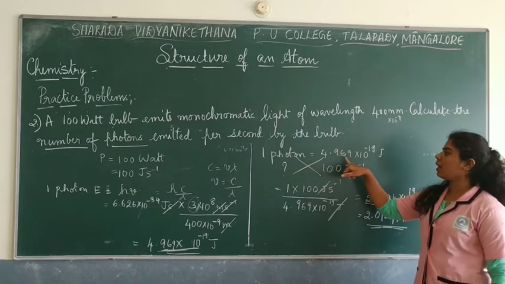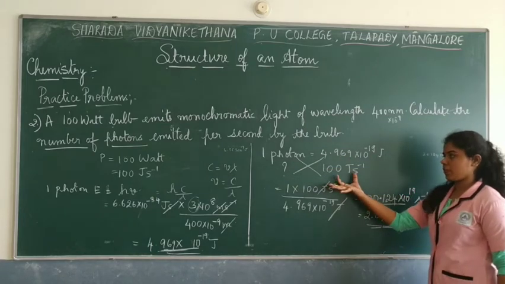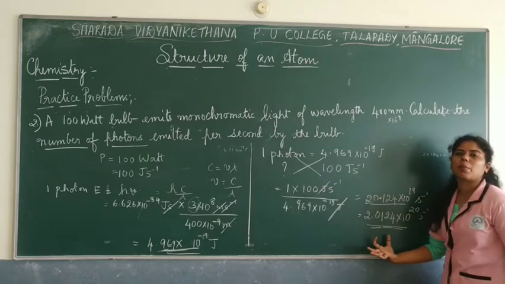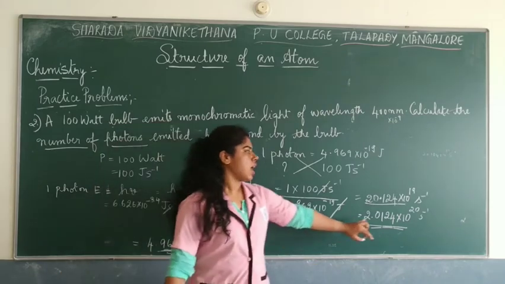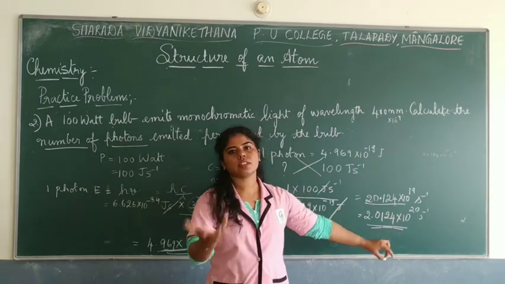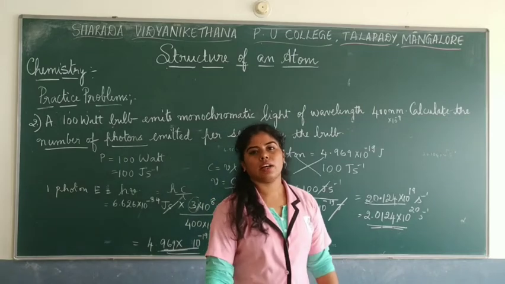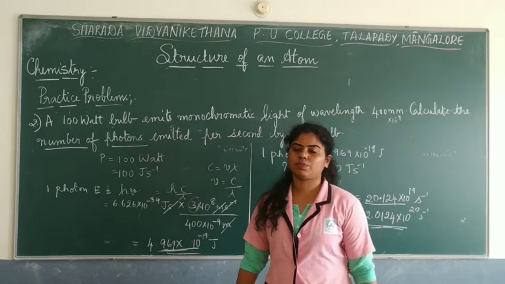For one photon it is 4.969. For 100 joules per second, because of this much energy, these are the number of photons being emitted. So this is how you calculate. That's per second. This number of photons are being emitted when you have this bulb, that is a 100 watt bulb.